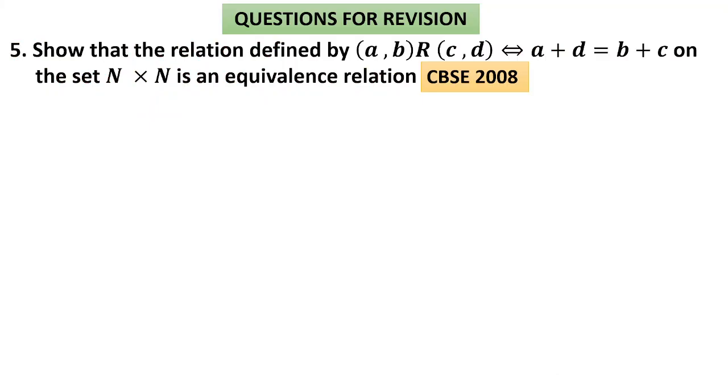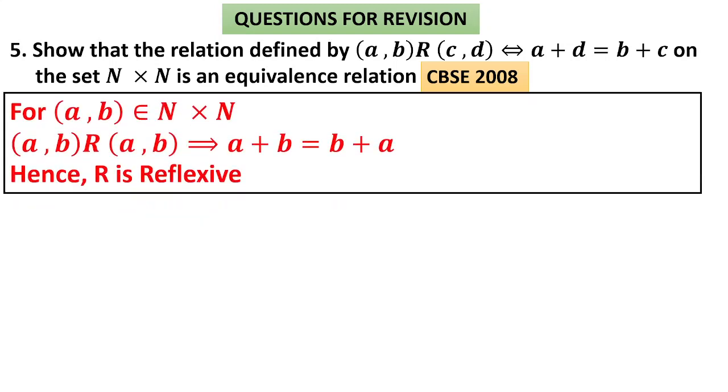Okay, let us move on to the question from CBSE 2008. Show that the relation (A, B) related to (C, D) if A plus D is equal to B plus C on N cross N is an equivalence relation. This is an ordered pair related from one set to another set. Let us now check (A, B) belongs to N cross N. Well, you must be careful how it is being added. First is added with the fourth is equal to second is added with the third. You have to remember like that.